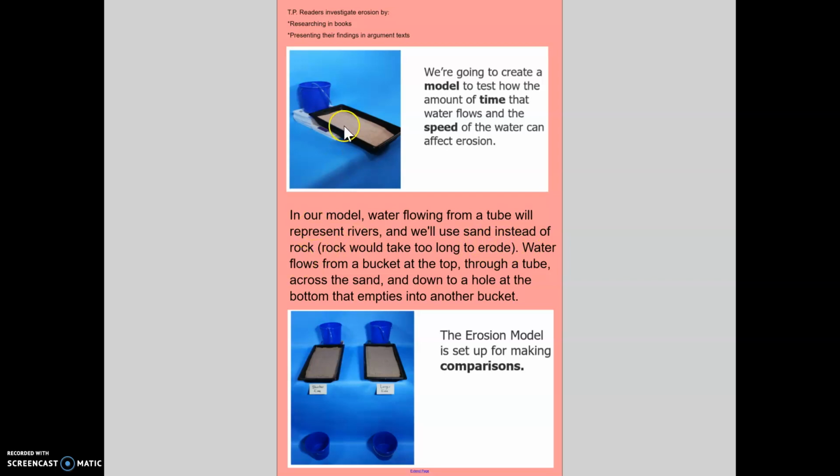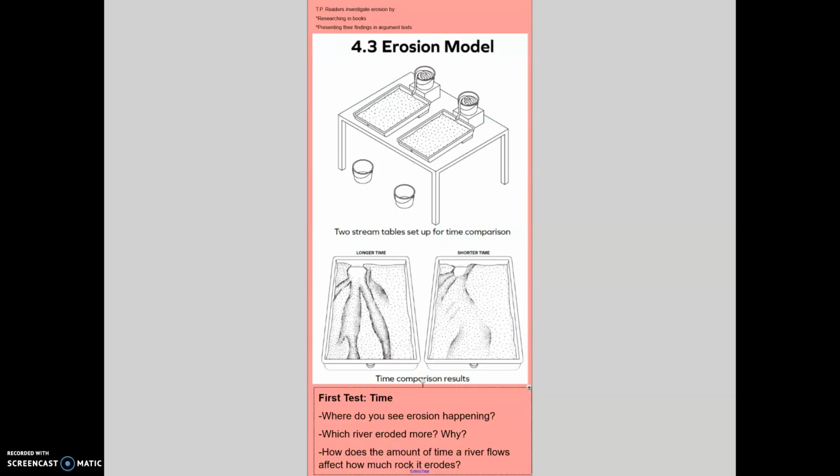Water would have flowed from a bucket on the top through the tube, across the sand, and down to a hole at the bottom of the tray that empties into another bucket. So in each test, we have two trays to show the comparison. For time, one will be the shorter time, one will be a longer time. And for speed, one will be a fast river and one will be a slow river. Sorry that we can't actually do this, but I have pictures of what it would have looked like.